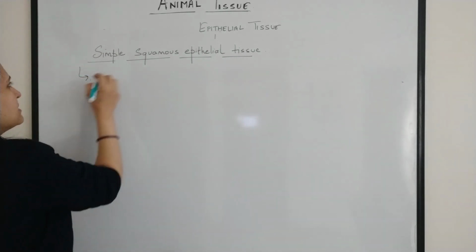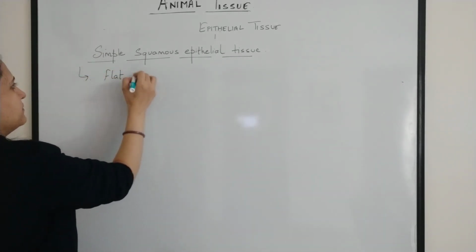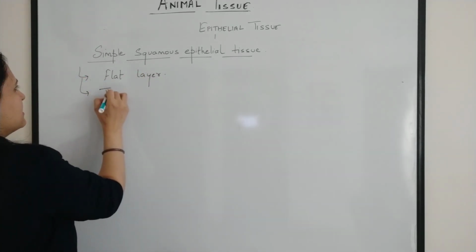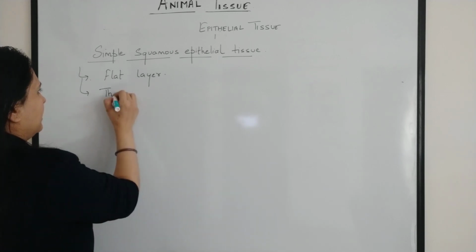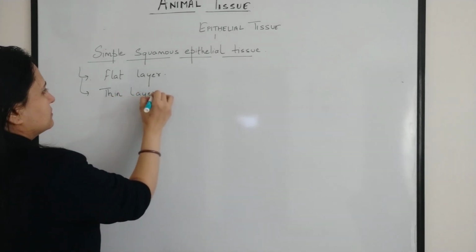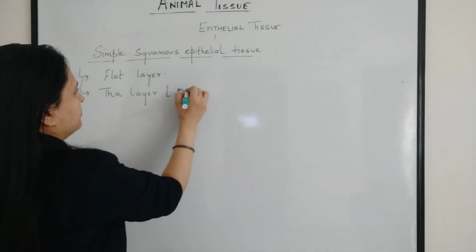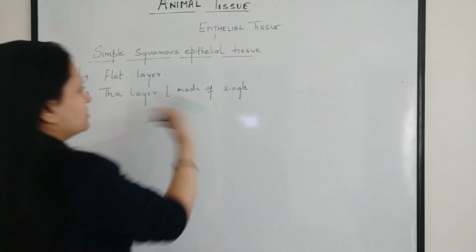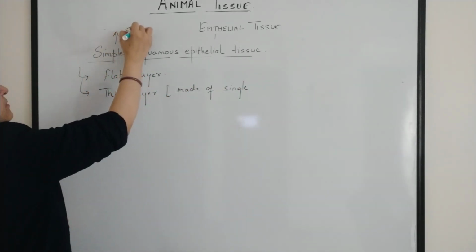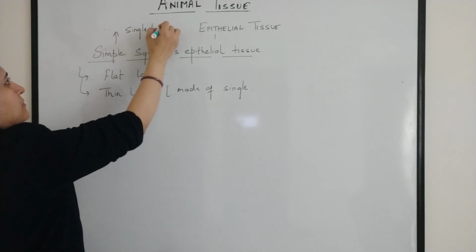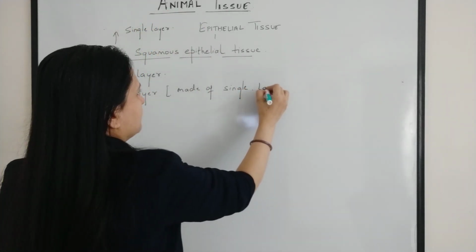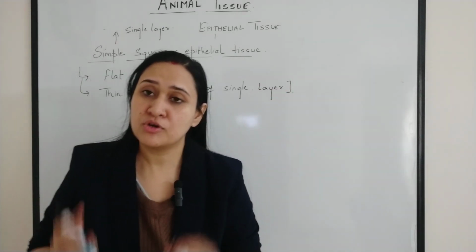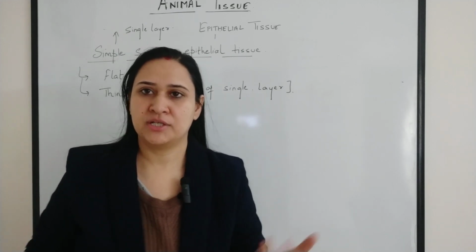The most important point is that this is a flat layer. They form a flat layer. This is thin. Obviously, it is made up of single cells, so this will be a thin layer made up of a single layer, and that's why the name simple is given, because it is made up of a single layer. So we can get an idea of why a single layer is present. Because of the single layer, diffusion and filtration can take place.